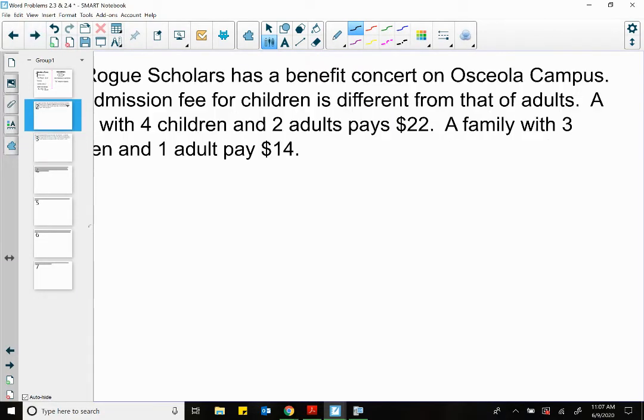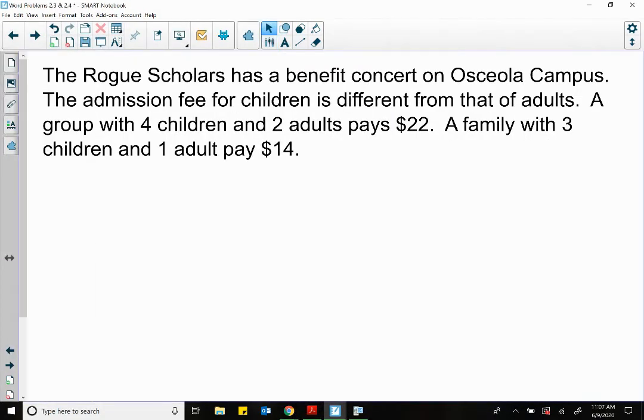So let's talk about our first problem. So in here it says, the Rogue Scholar has a benefit concert on Osceola campus. The admission fee for children is different from that of adults. Oh, look. It's already talking about children and adults. That's like two items. Let's see if we got standard form here. A group with 4 children and 2 adults pays $22. Okay. A family with 3 children and 1 adult pays $14. The question on this would be, how much are the children? How much are the adults?